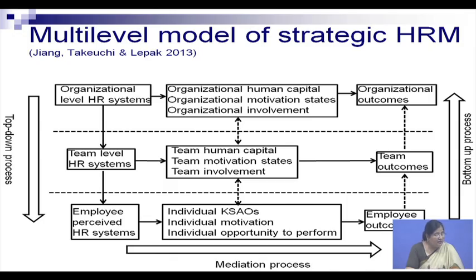at the level of employee perceived HR systems, which is this little box over here, it feeds into the individual knowledge, skills, abilities and other characteristics. KSAOs refers to knowledge, skills, abilities and other characteristics. It also feeds into the motivation that individuals have to perform and the opportunity that individuals have to perform. How employees perceive the human resource systems is critical in determining how employees use these systems. If they are not aware of something, how are they going to use it?